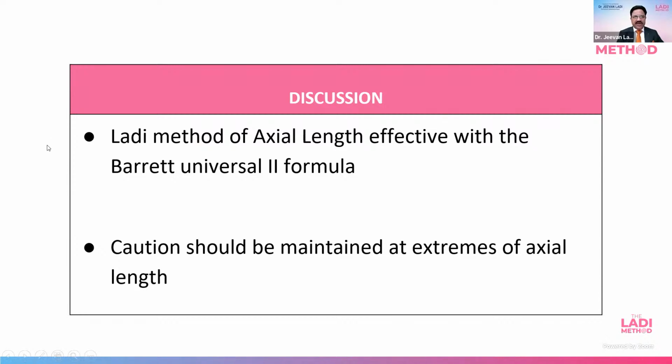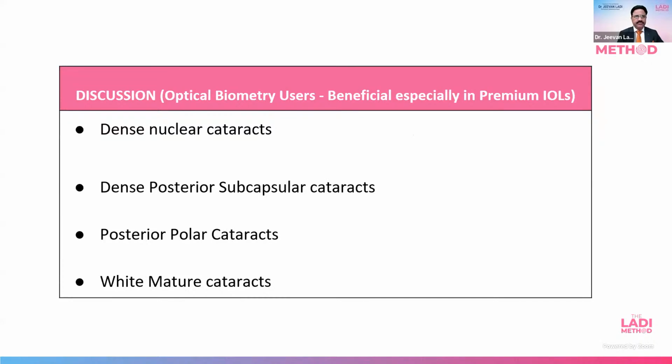Discussion: The Ladi method of axial length is effective with the Barrett Universal 2 formula. Caution should be maintained at extremes of axial length. This method is also beneficial for those who are using optical biometry.